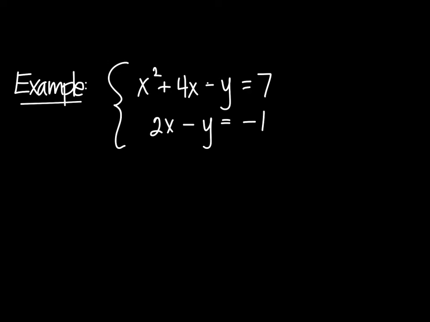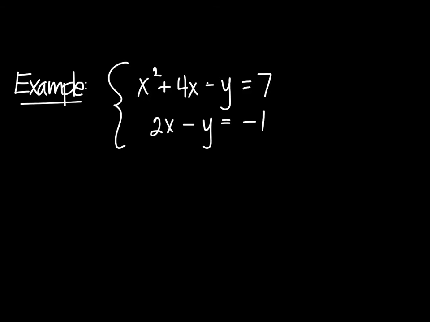This is example 3 out of 4 examples. X squared, okay, so here's something we haven't seen yet. Plus 4x minus y equals 7. And 2x minus y equals negative 1. Okay, as you think about that, what method would you use and why?